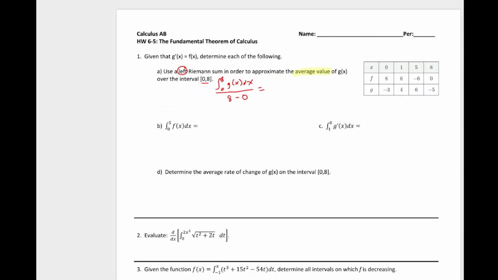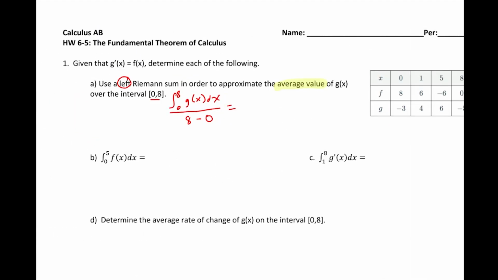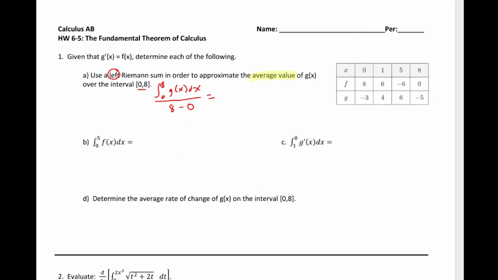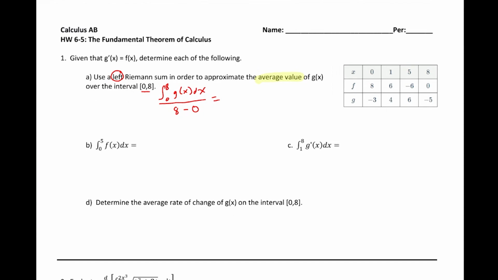The first interval is going from 0 to 1. So the width of that interval is just 1. The width of the second interval is 4. And the width of the third interval is 3. So those are essentially the bases of the rectangles that we're going to be adding the areas of. The heights will be determined by g of x, and in particular, the left partition.